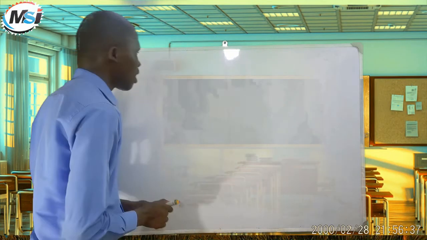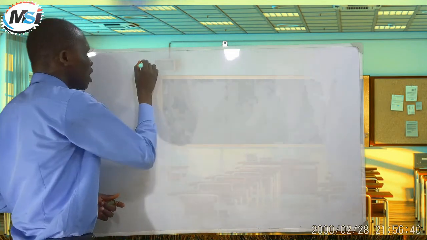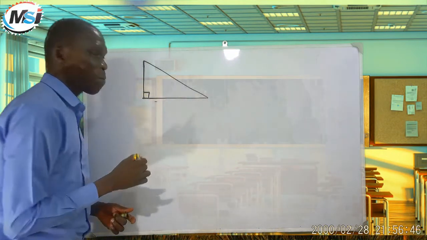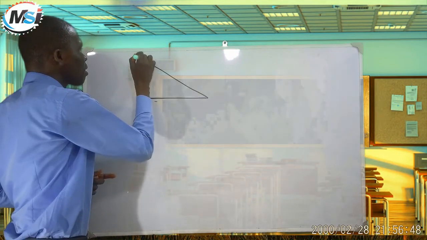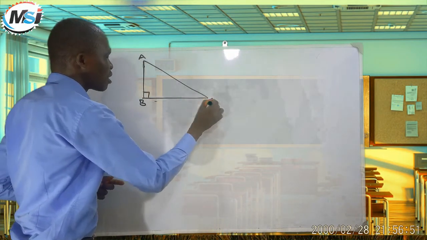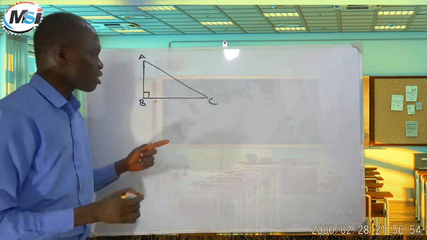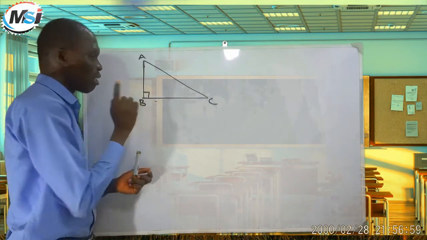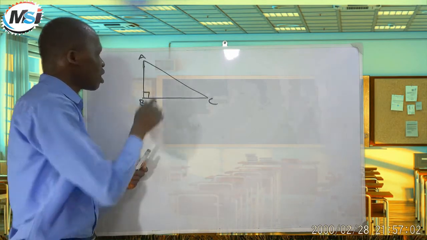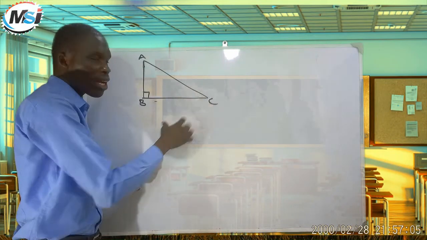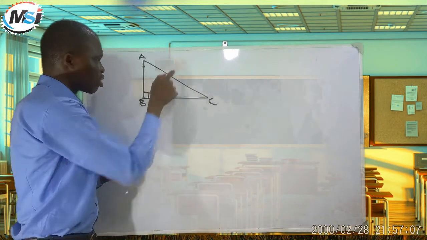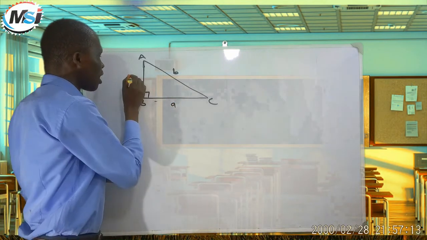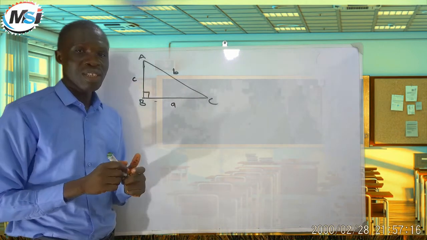Now let's take for instance you have a right angle triangle. Now this side is called A, this is B, and this is C. And remember, we have 3 sides, 1, 2, 3. Now I want you to pay attention to this. The longest side of a right angle triangle is called the hypotenuse and is small b. Let's call this small b, let's call this small a, and let's call this small c. I believe you understand that, right?